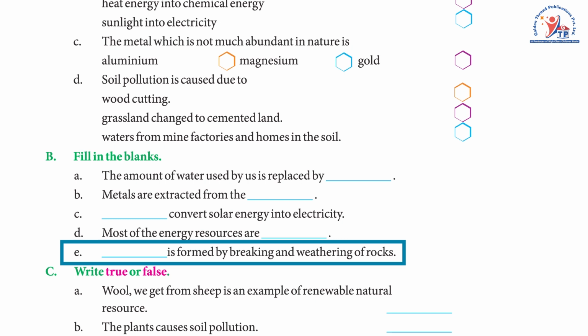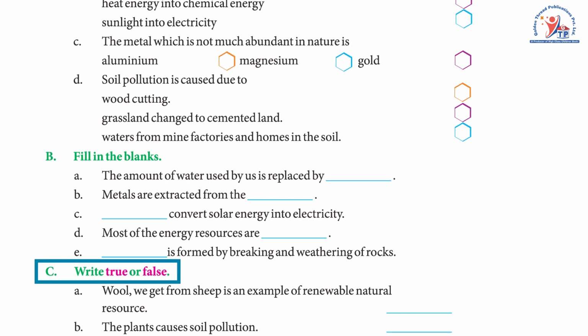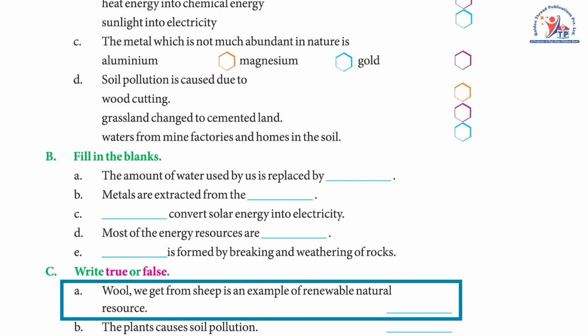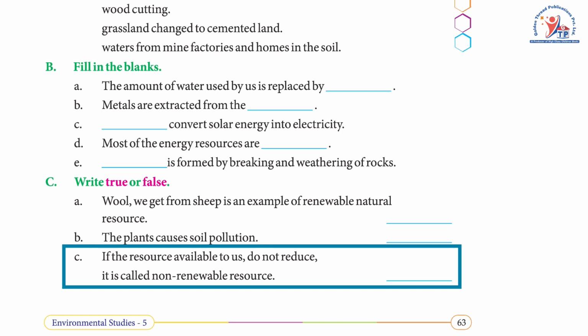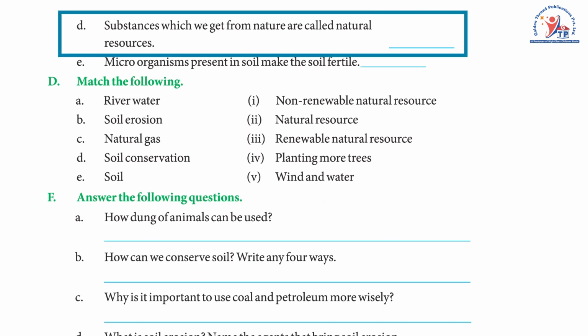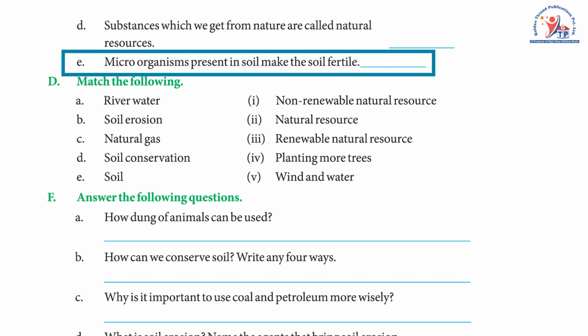Answer. Soil. C. Write true or false. A. Wool we get from sheep is an example of renewable natural resource. Answer. True. B. The plants cause soil pollution. Answer. False. C. If the resource available to us does not reduce, it is called non-renewable resource. Answer. True. D. Substances which we get from nature are called natural resources. Answer. True.